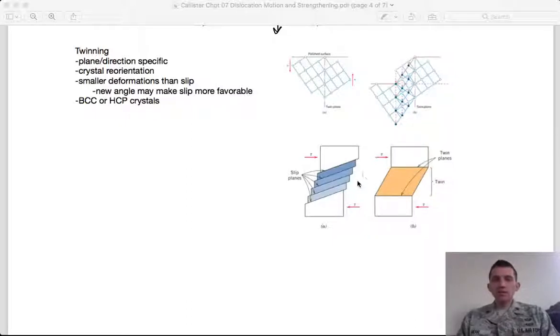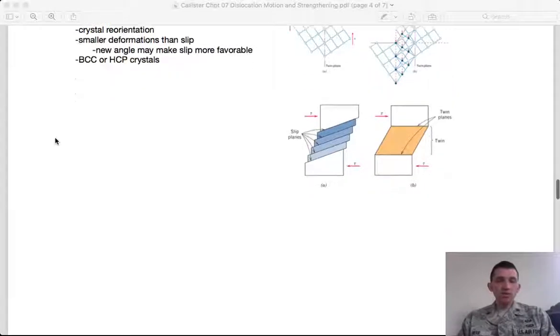And that can have an effect because now I have a new angle. So before the twin, I might have had a crystal that was oriented in an unfavorable position relative to the applied force to allow slip to occur. But now I have changed the angle, so I might be in a better orientation with which to slip. So that might make slip more favorable. And you see twinning more often in crystal structures that are less likely to slip, as you might expect, the BCC and the HCP crystals.